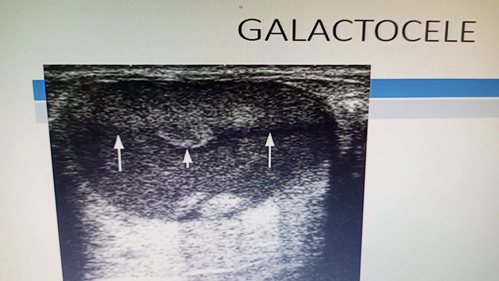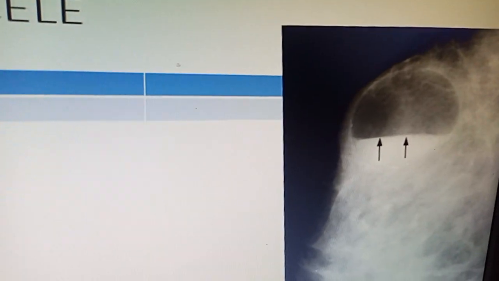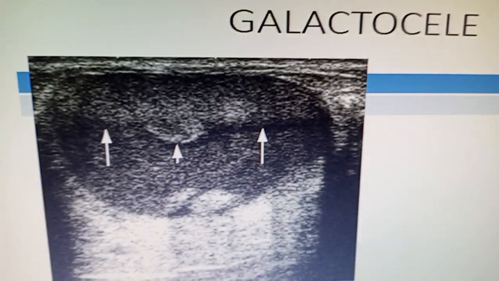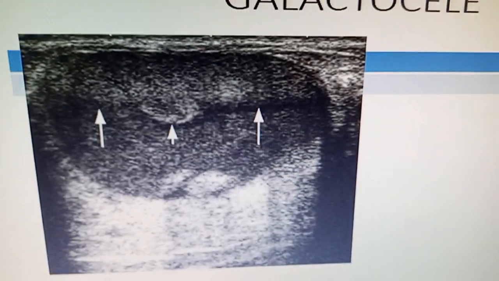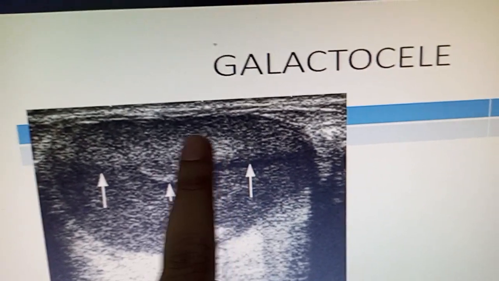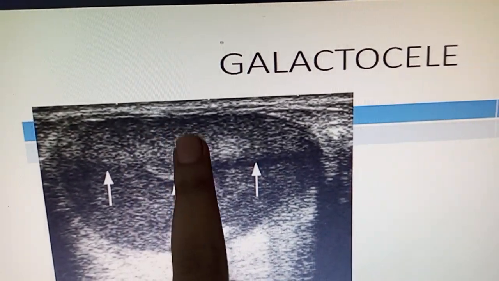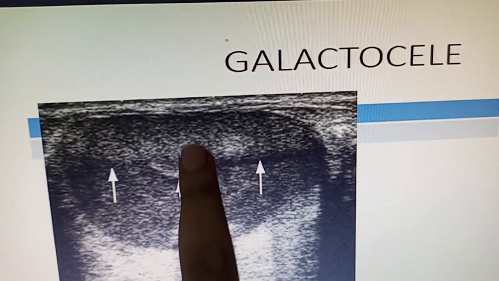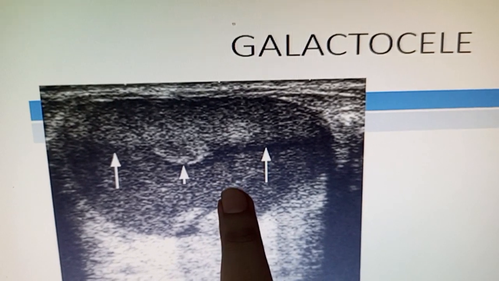This is a case of the galactocele on the ultrasound of the breast, and this is a case of the galactocele on the mammogram. On ultrasound of the breast, galactocele appears as a fat fluid level. This is the fluid level in the dependent part, and this is the fat level. A fat fluid level is noted in the case of the galactocele on the ultrasound of the breast.